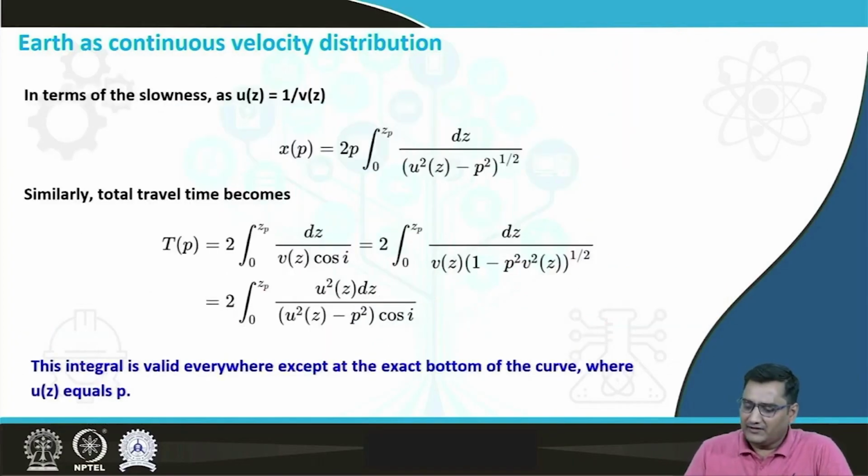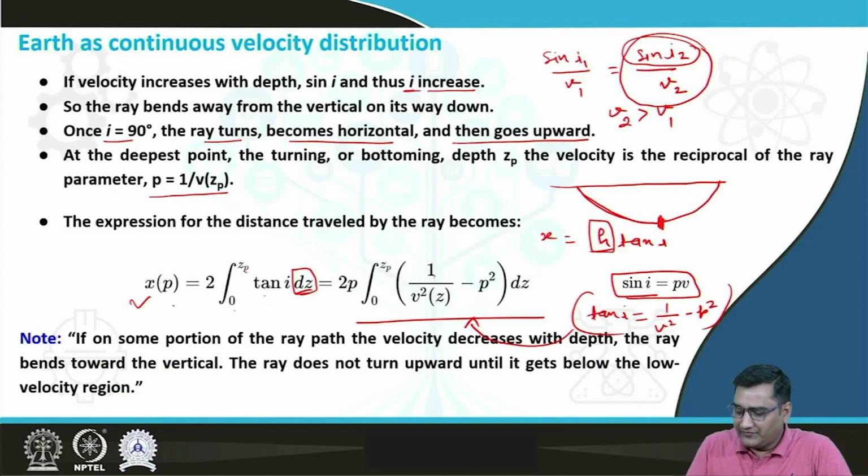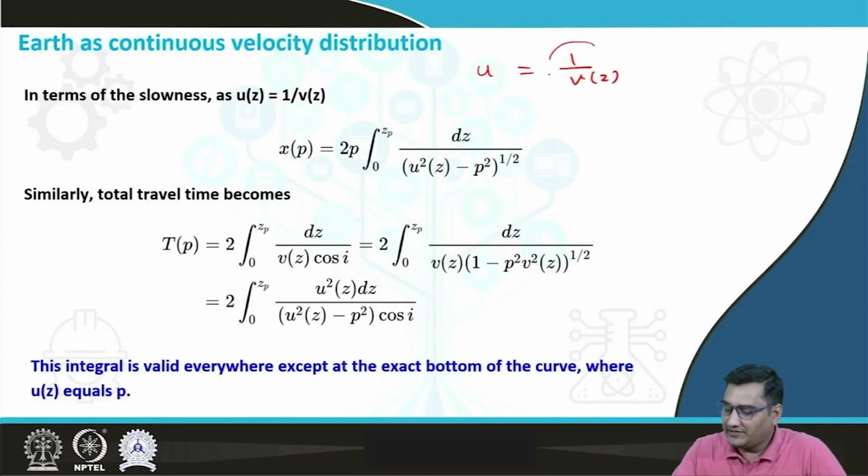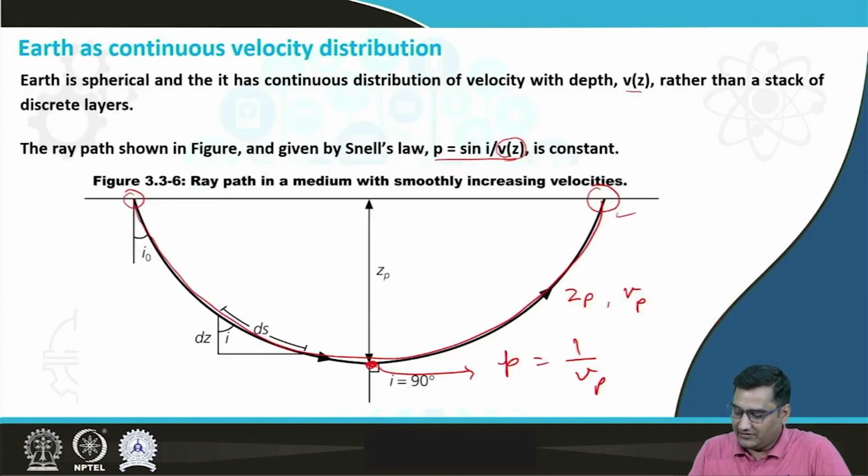Now if we write that expression for the distance in terms of the slowness, then we can write u is equal to 1 by v z, where v is the velocity, and we can replace 1 by v z by u, then it will become 2p integral 0 to zp dz divided by the square root of u square z minus p square. Similarly, you can write the total travel time.